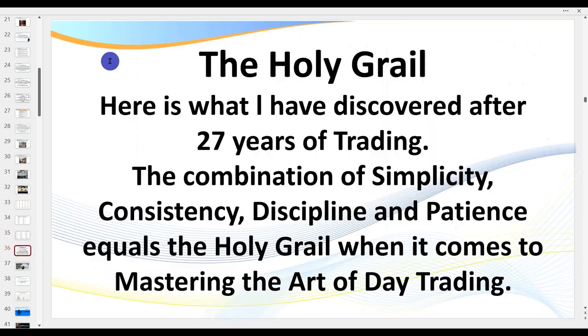So here's what I've discovered, and this is my holy grail. What it is, traders, is very simply, it's simplicity. The combination of consistency, discipline, and patience. That is what equals the holy grail. And I know for some of you, that's not what you want to hear.